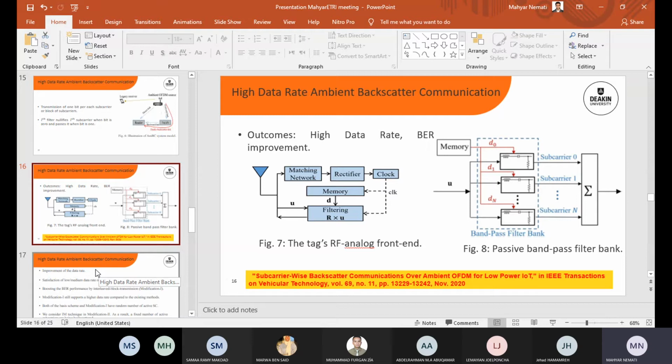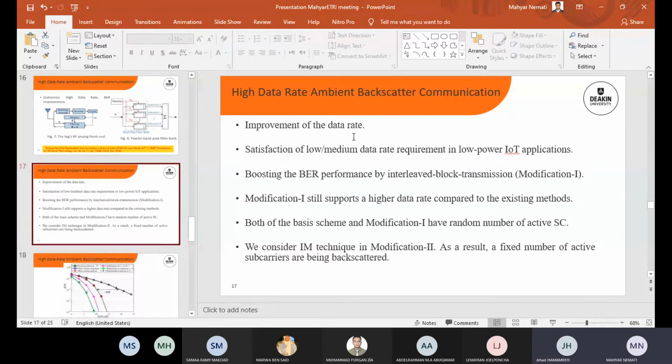So in that case, we have a huge increase in the spectral efficiency of the backscatter communications. We have an improvement in the data rate, and satisfaction of the low to medium data rate requirements in low power IoT applications will be guaranteed.